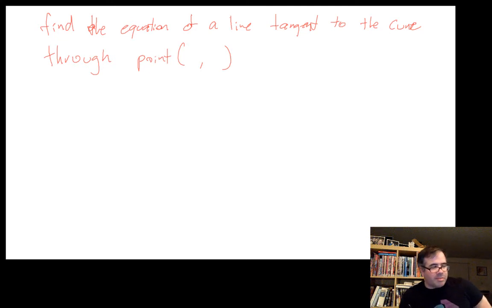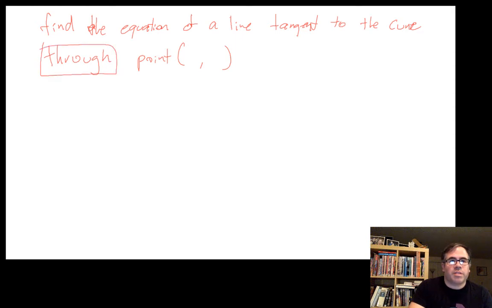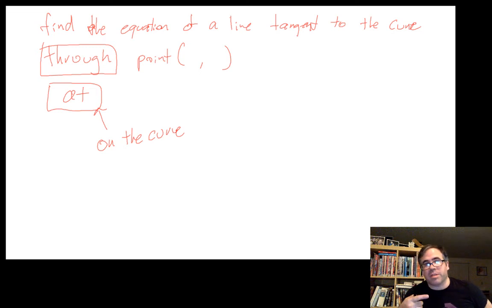The language, there's a big difference between if you see the word through versus if you see the word at. Because if you see find the equation of a line tangent to the curve at point this, that means that this is on the curve. And you actually have less work than in the previous problem because it gives you the full point, right? But if you find the equation of the line tangent to the curve through this point, that implies more often than not that that point is not on the curve.